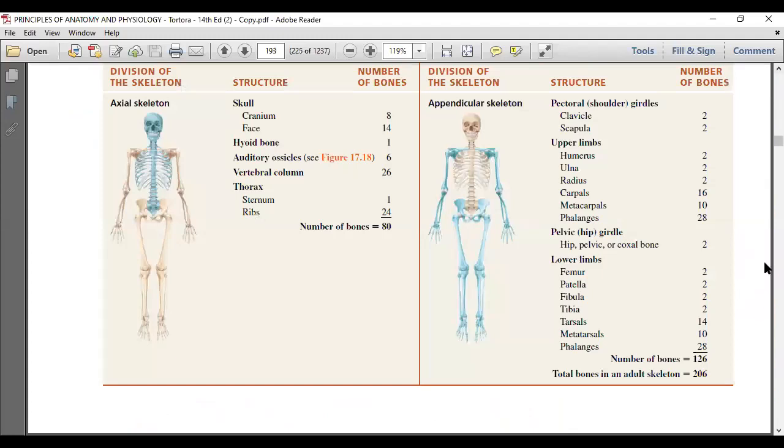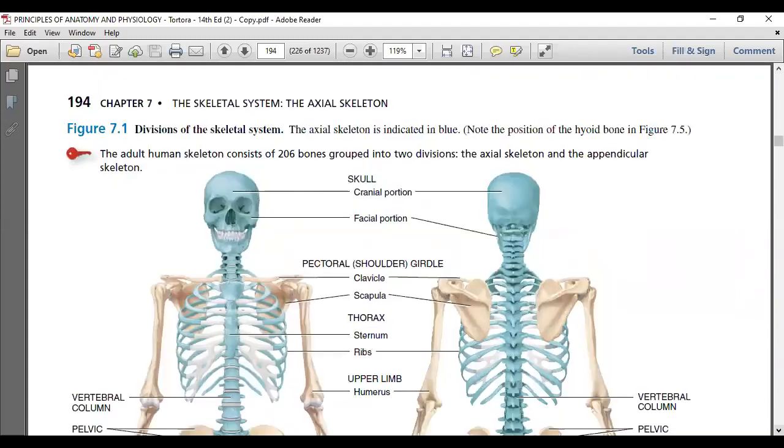Right. Okay. They're all jumping actually.